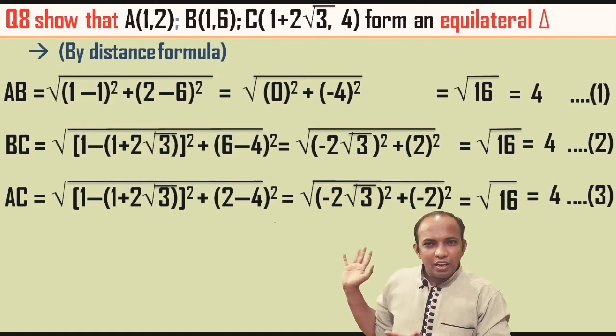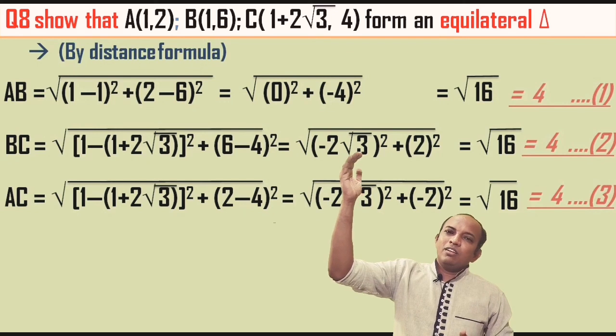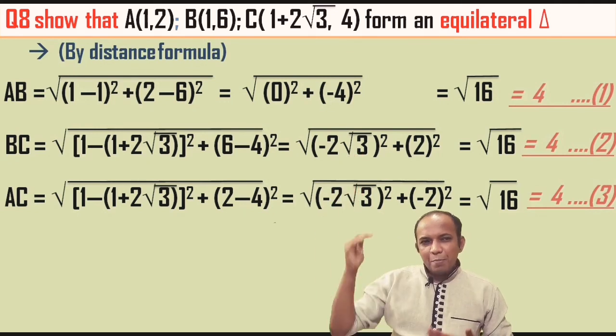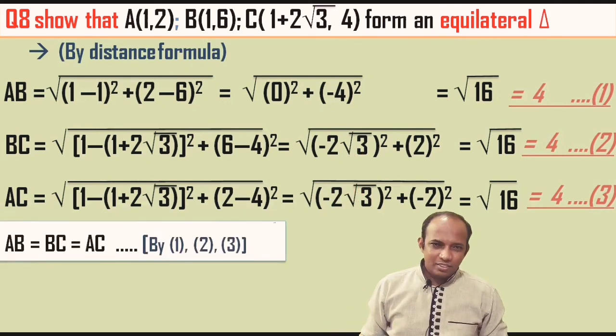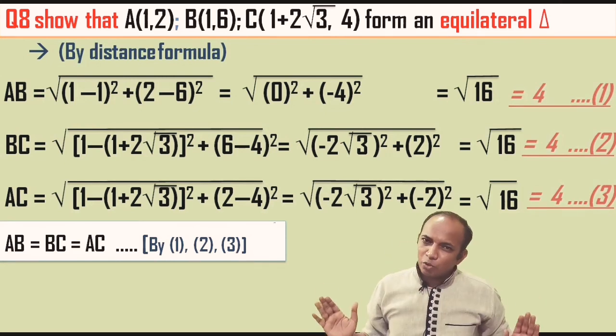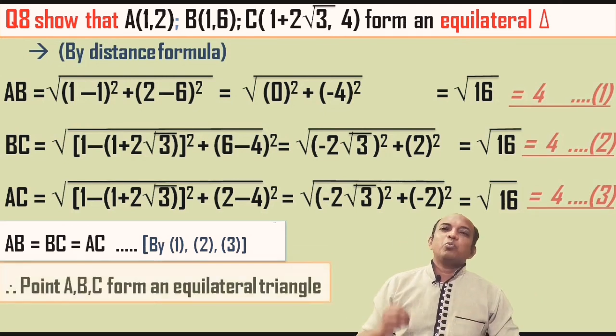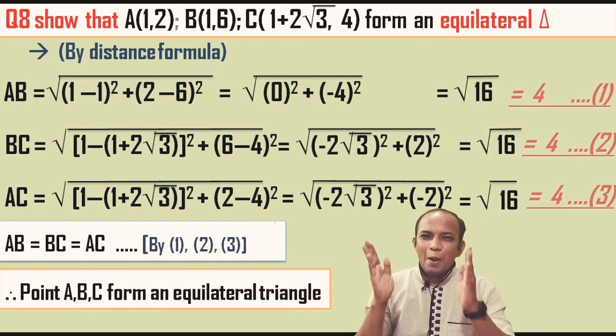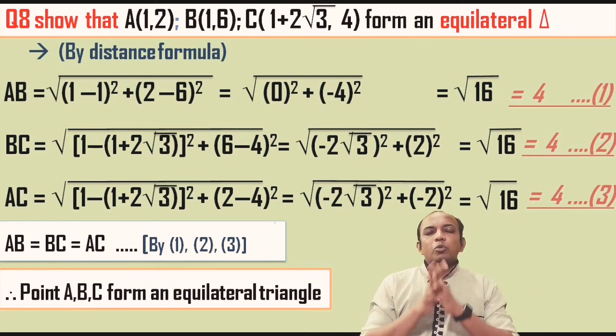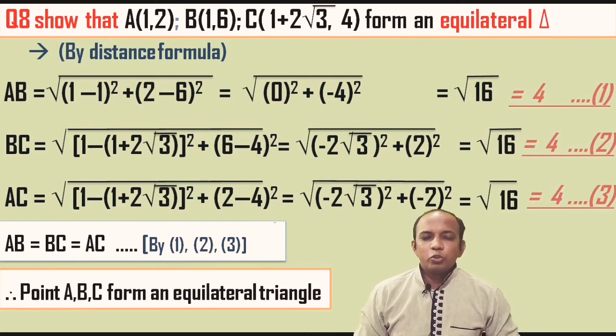So by checking 1 to 3 we come to know that every side, that is AB, BC and AC, is equal in length. And as all sides are equal in length, we can say these points form an equilateral triangle, and bang, we have proved it. So boys and girls, it's enough for today.